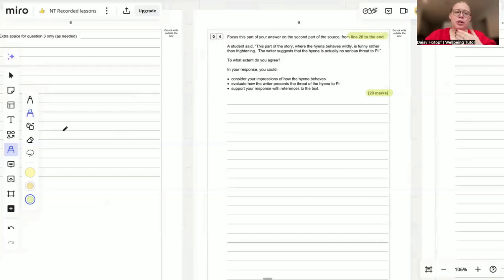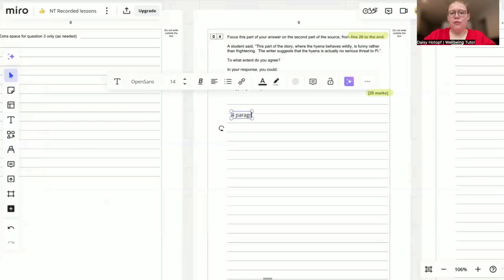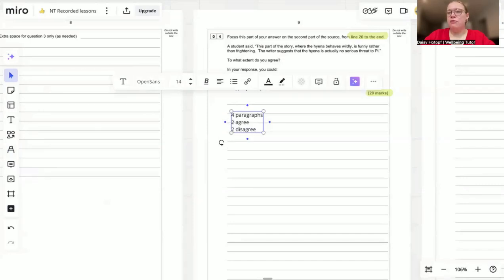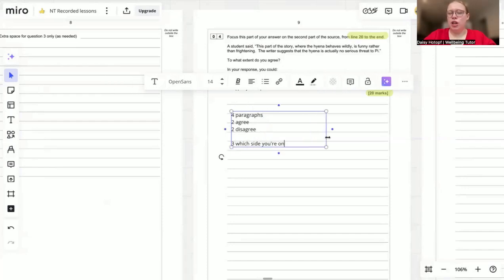What you want to do in this one, the best way to approach this question is to have a bit of a balance. So you might do, for example, it's 20 marks. I'm trying to do the maths, I'm not a maths teacher. I usually say you want about 4 paragraphs for this, and you might do 2 agree, 2 disagree if you don't have a strong opinion. If you have a really strong opinion and you really disagree or agree, you might do 3 on your opinion, whichever side you're on, right? So if you really agree, you might do 3 paragraphs on how much you agree, and then 1 paragraph on the other side.